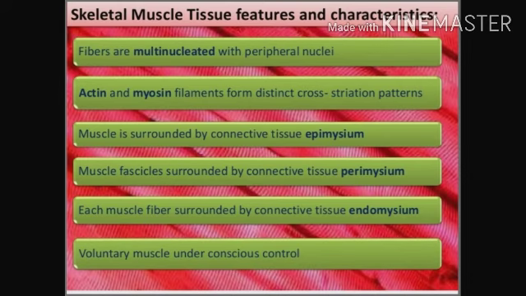These fibers are multinucleated with peripheral nuclei, and actin and myosin filaments that form a distinct cross-striation pattern. The muscle is surrounded by connective tissue known as epimysium, and the muscle bundles are surrounded by connective tissue known as perimysium. Each muscle fiber is surrounded by connective tissue known as endomysium. Voluntary muscles are under conscious control.